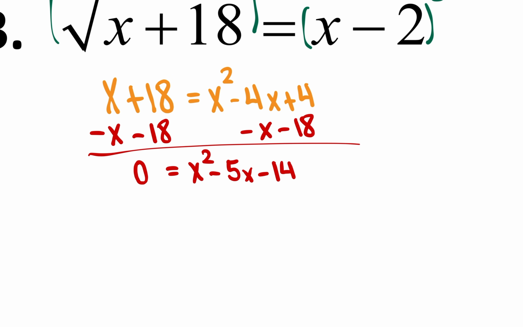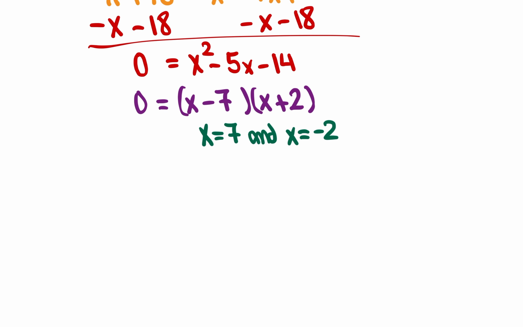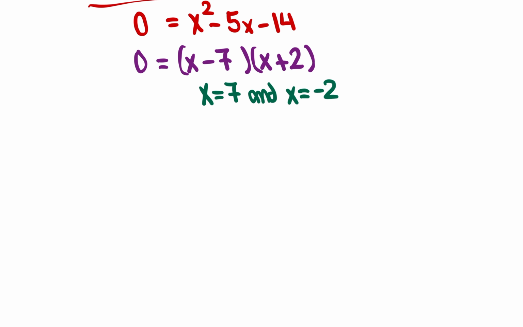From there, I will then find the factors of this quadratic equation. Looking at this, notice that I have parentheses on both sides. I have x, and the factors will be x minus 7 and x plus 2. From there, I will then set these factors to be equal to 0. I have x is equal to positive 7, and x is equal to negative 2. I will then check for extraneous solutions.